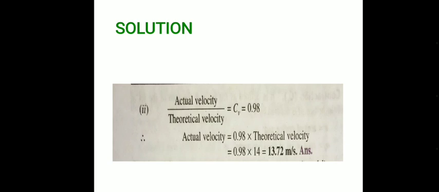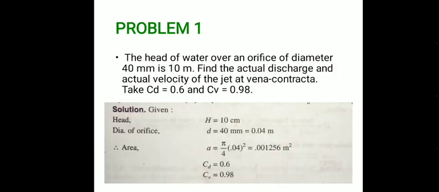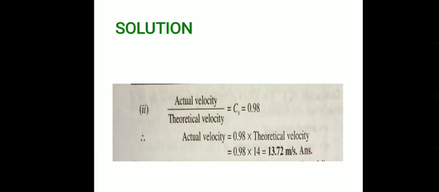Moving on, the second part of the question, actual velocity. Then we have CV, coefficient of velocity, which is equal to actual velocity by theoretical velocity. This is given as 0.98. We already found the value of theoretical velocity. Substituting the value of theoretical velocity, 14 meter per second, we get the actual velocity, which is equal to 0.98 into 14, which is equal to 13.72 meter per second.